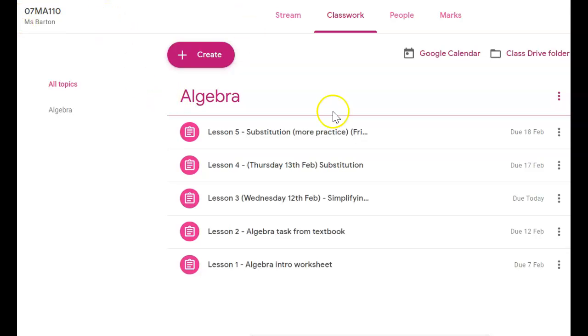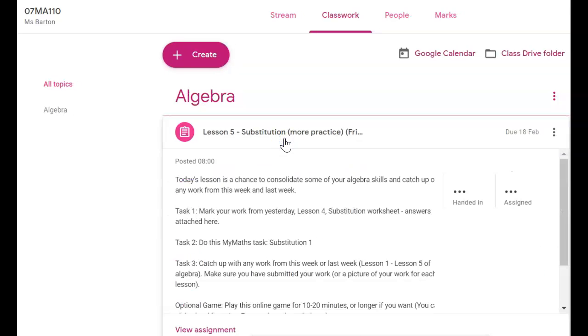Just pop over to our Google Classroom. So here's the classwork that I've set for you guys. And today is substitution. So these other lessons, 1, 2 and 3 are due today. You've got a little bit longer to do lesson 4. Let's have a look at today. So one person's already handed it in, fantastic.